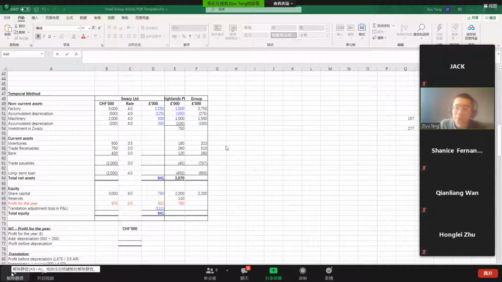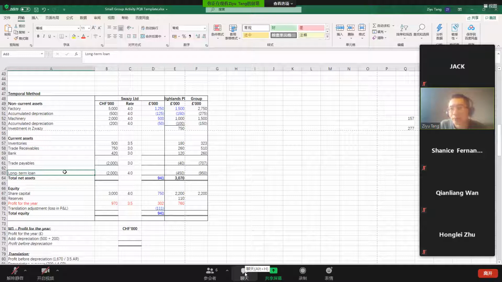Let me repeat: the most important category to separate monetary asset and non-monetary asset is based on the liquidity. So that is why the long-term loan, although it's valued by currency, belongs to the non-monetary asset. Okay, is that clear?